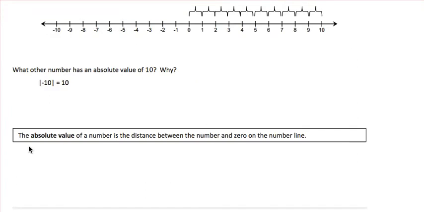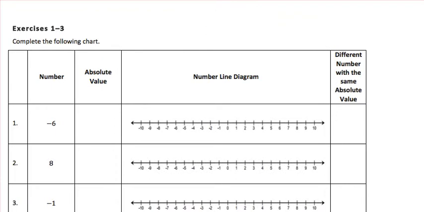Please take a moment to read the definition of absolute value. And notice that it doesn't say which direction, just how far, the distance between a number and 0 on the number line. And a distance cannot be negative. So in exercises 1 and 3, we're going to practice the same concept with different numbers.